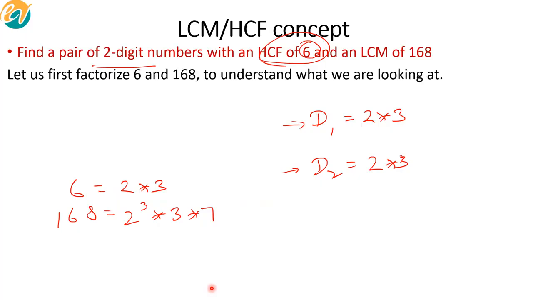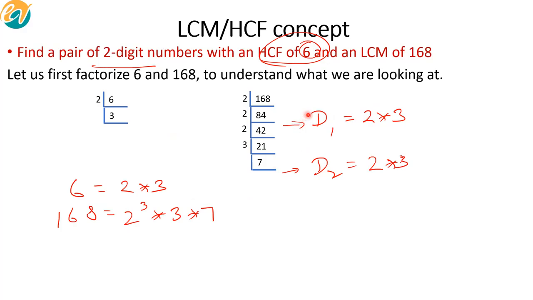Let's come to this question now. LCM is 2 cube into 3 raised to the power of 1 into 7 raised to the power of 1, which means if we look at these two integers, if we look at these two-digit numbers, clearly the highest power of 2 across these two integers has to be 2 cube.